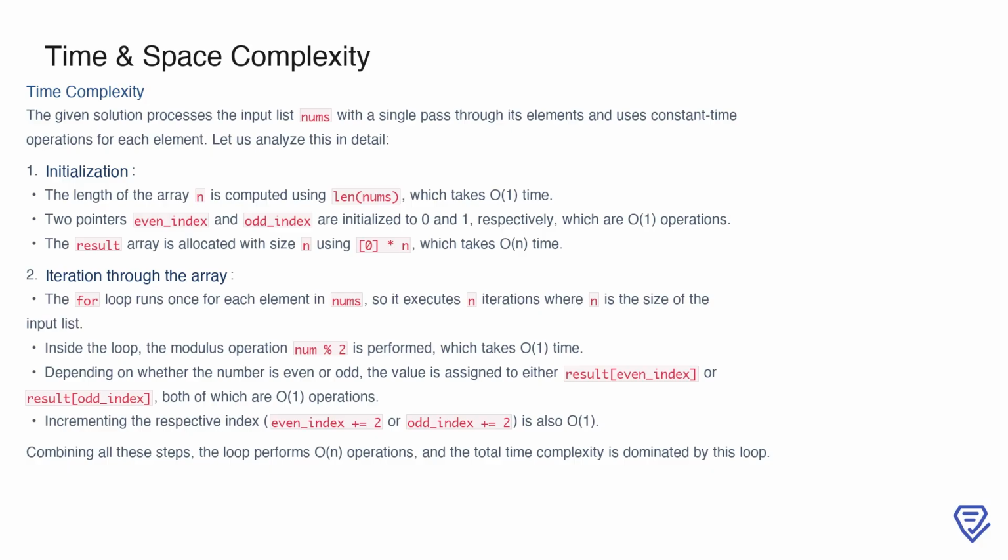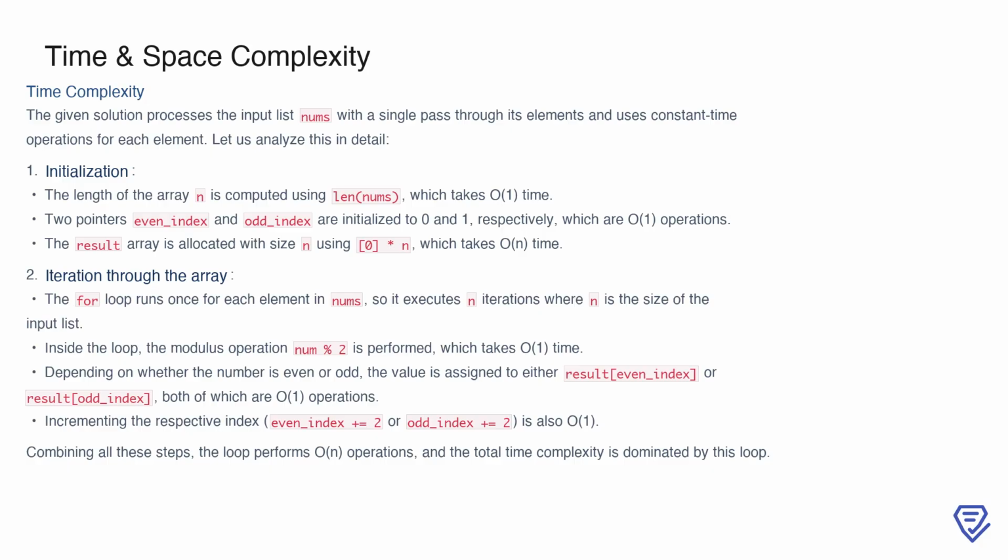Next, during the iteration phase, the for loop runs exactly once for each element in nums, meaning it executes n iterations. Within this loop, we perform operations like computing the modulus of a number with number % 2, assigning values to the result array, and incrementing the pointers. Each of these operations is constant time, O(1). Since the loop runs n times, these constant time operations add up to O(n).